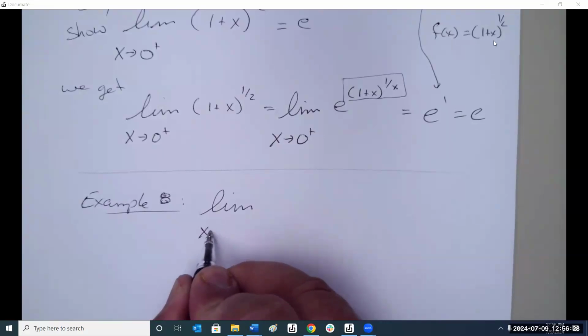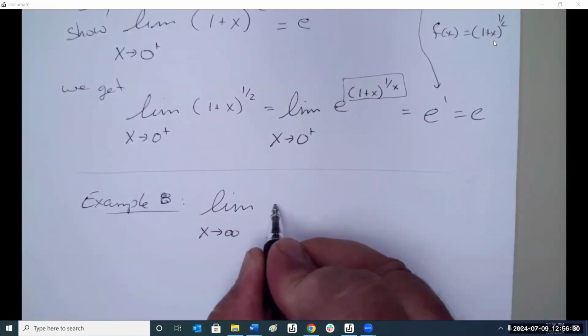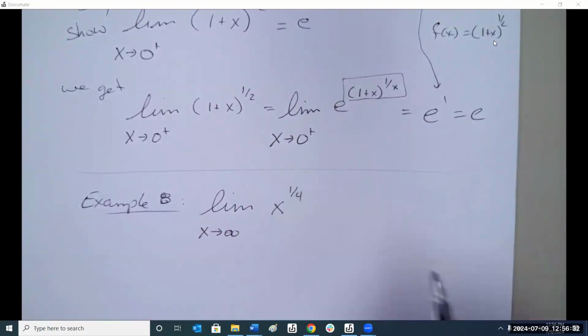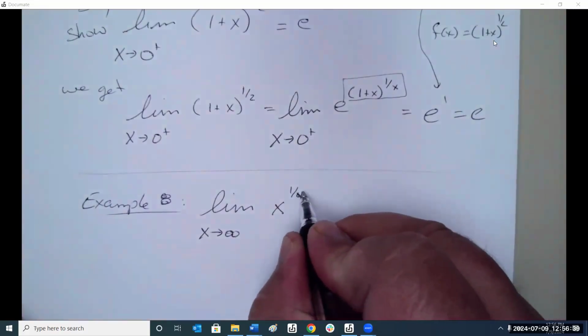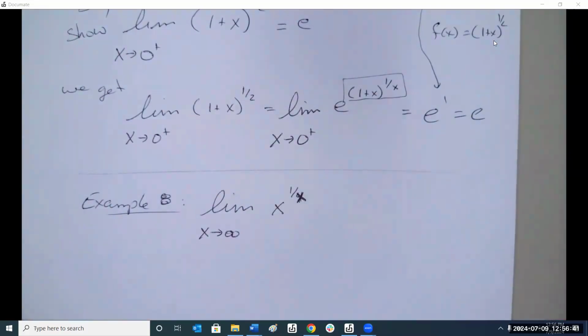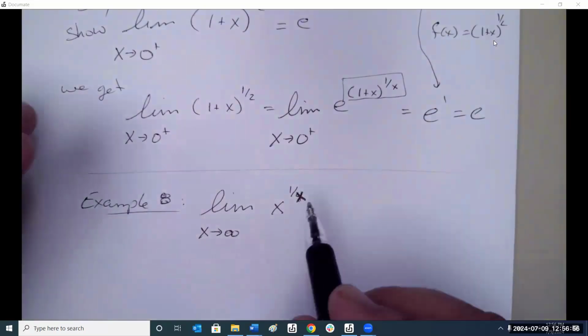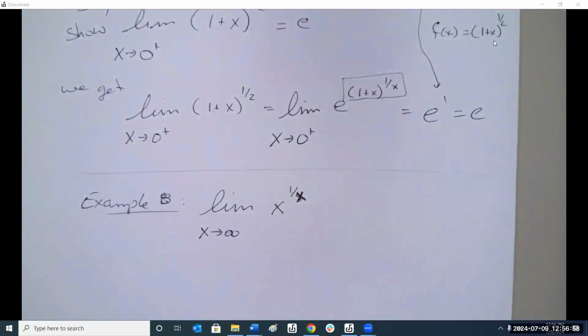Find this limit as x goes to infinity of x to the power 1 over x. Is this similar to the last one? Yeah. Because whatever we get when we find the limit of this one, that is the exponent of our e.